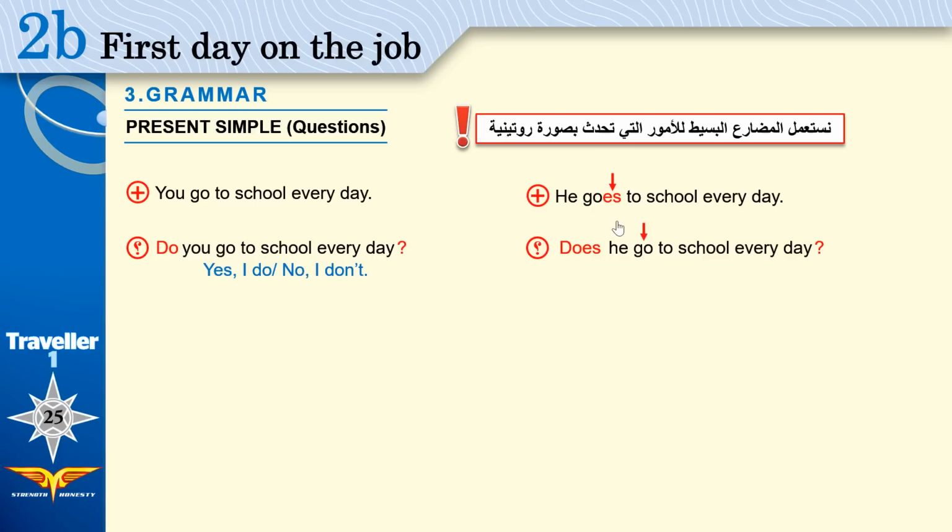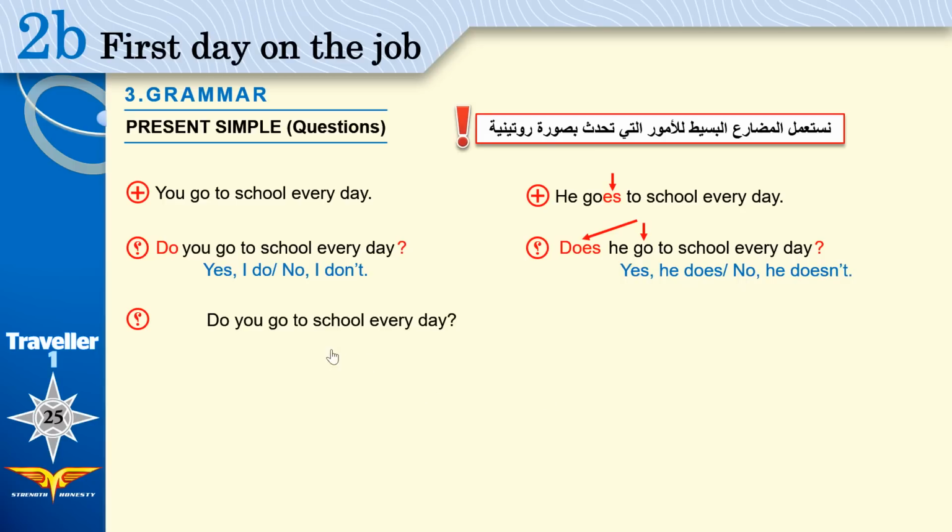Notice something very important. In an affirmative sentence, we say goes. We added s to the verb. But in negative sentences and in questions, no s. It's very important. When you see does, don't add s to the verb. In negative, we use doesn't. In questions, we use does. Okay? Because of does, he go, not does he goes. To answer, yes, he does. No, he doesn't.